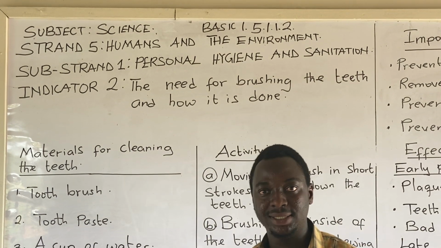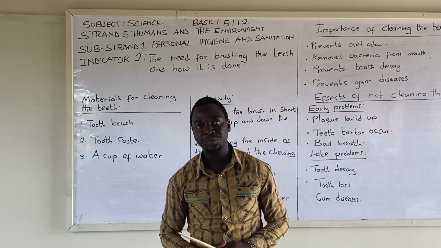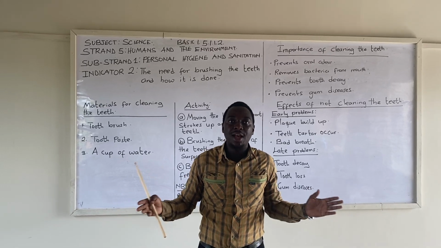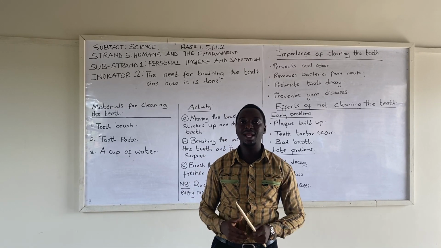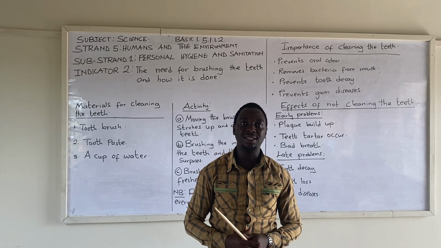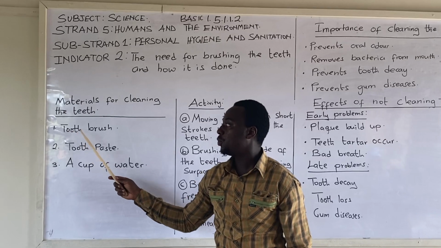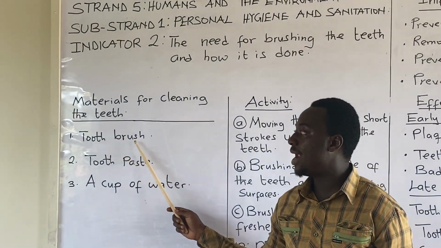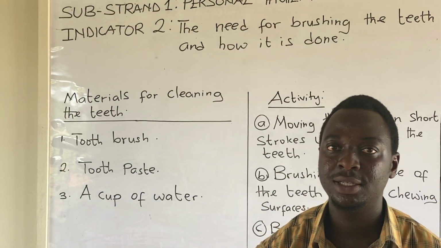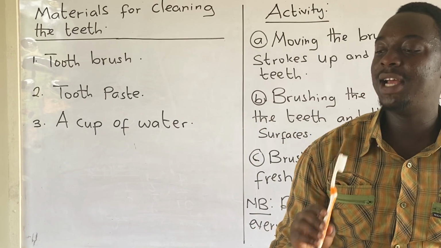Before you brush your teeth, you need certain materials to help you brush your teeth well. Are we supposed to use any material? No. Let's go through and see the proper materials we are to use to brush our teeth as humans and as kids. 1. We have a toothbrush. You need a toothbrush of your choice, the toothbrush you like.